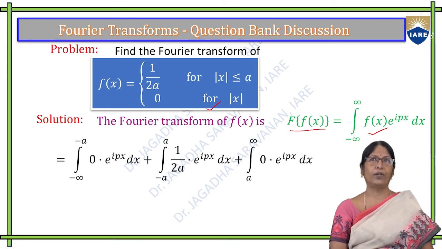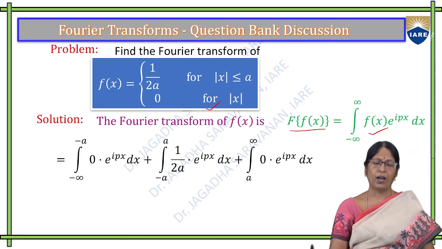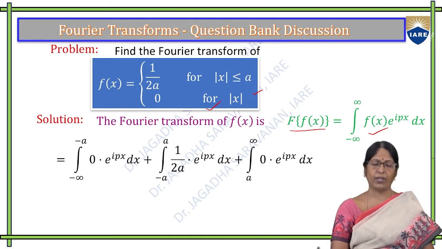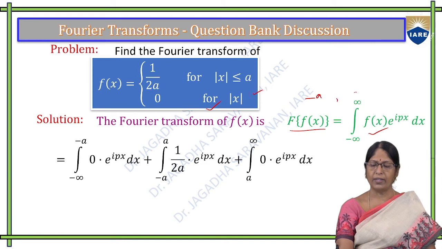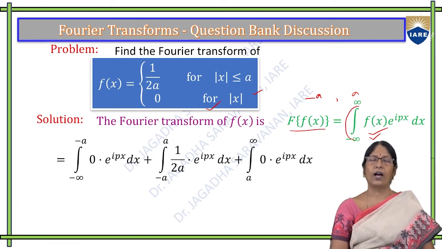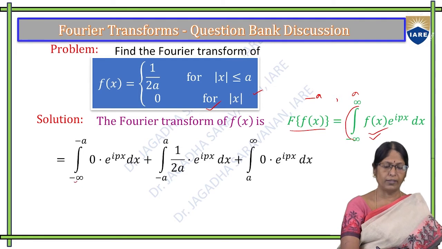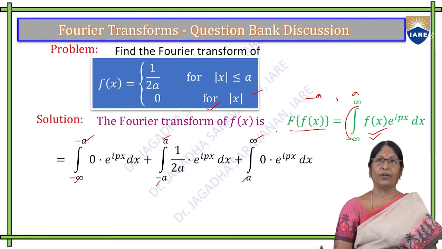Now, how it fits our problem. Our problem's condition is mod x less than or equal to a. It's nothing but x lies between minus a to a. So our minus a and a have to be inserted in the upper and lower limits. So we inserted it here: minus infinity to minus a, minus a to a, and a to infinity.